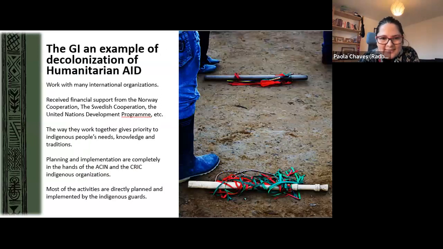So why is the Indigenous Guard an example of decolonizing humanitarian aid? First of all, there are many international organizations working with them. They have received support from the Norway Cooperation, the Swedish Cooperation, and the United Nations, and they work together, but they give priority to the indigenous people's needs, knowledge, and tradition. The role of the international cooperation is only financial support and equipment. The planning and the implementation is completely in the hands of the indigenous organizations, and the humanitarian activities are directly planned and implemented by the indigenous guards.